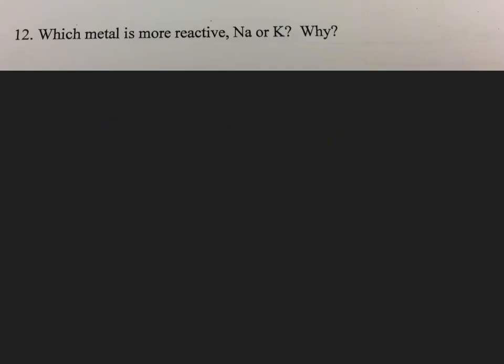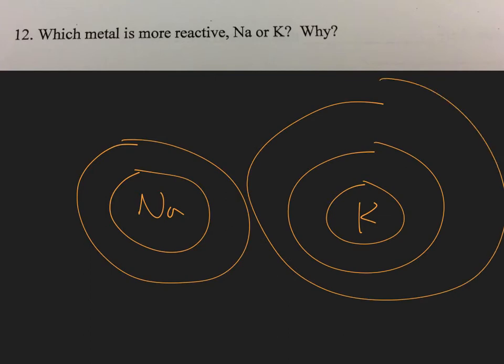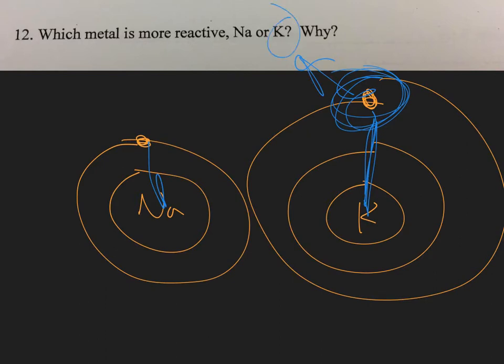Which is more reactive? Again, similar basis for this question. Sodium has 2 electron shells. Potassium has 3 electron shells. Each of them has 1 electron in the outer shell. That 1 electron is the one that might be attracted to another atom. Because the one in potassium is so much farther from the nucleus than the one in sodium, it is going to be much more easily reacted with another atom. So the answer here is potassium, because its valence electrons are farther from the nucleus.